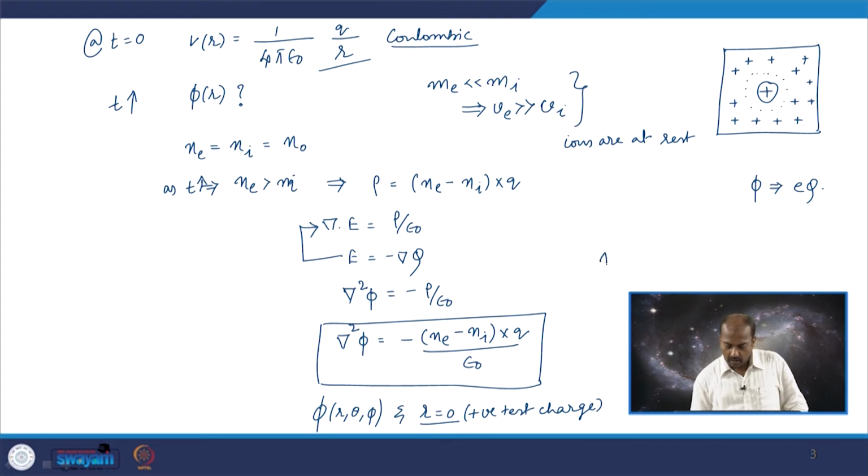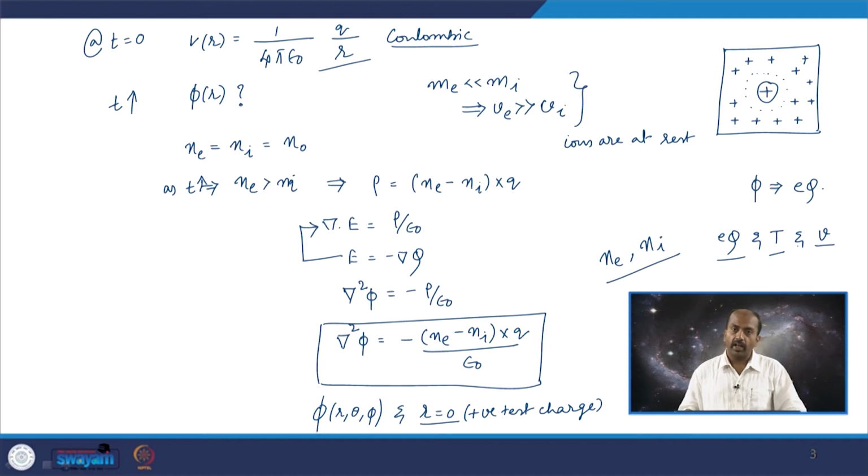Now, in order to do this, we should know how Ne and Ni will look in the presence of this potential E phi. There is also a thermal energy which is attributed to the electrons by virtue of temperature, and in addition we should also know how the velocities of the electrons or ions are distributed. So, Ne is the number of electrons per unit volume. How is this number going to change as a function of r away from this positive test charge? Because there is a potential, the electrons will experience a potential energy. Because there is a temperature, the electrons' thermal energy will be decided, and these thermal energies are distributed as per their velocities, right.